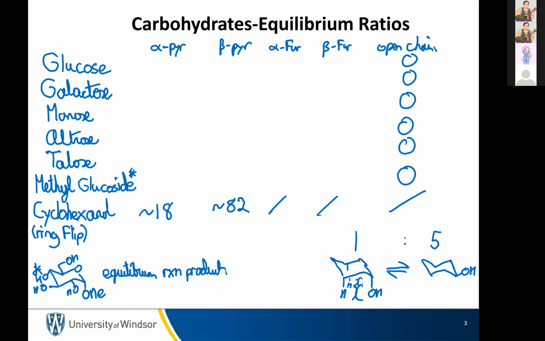Well, it's not what we see. For glucose, it's 64 to 35 to 0.1 to 0.1. Well, it really doesn't like the furanoses. It does like the beta pyranose the most. That's good, but that's not 82-18. That's like half as good. Galactose is 29 to 64 to 3 to 4. So suddenly there's a lot more of those furanoses around.